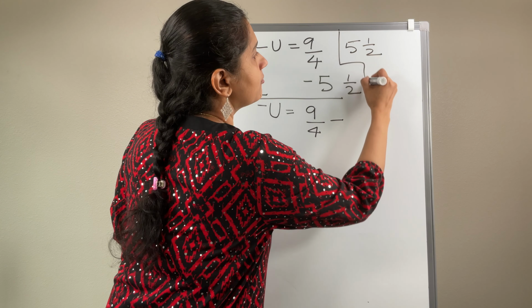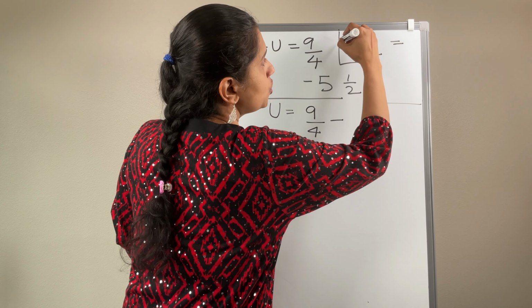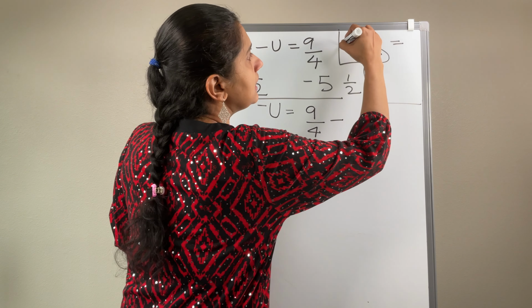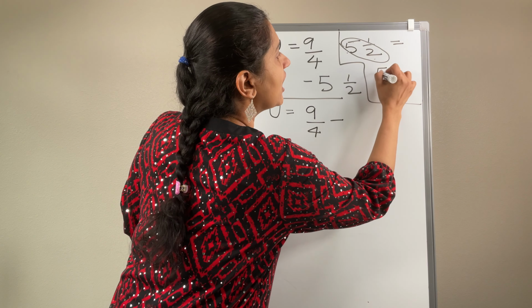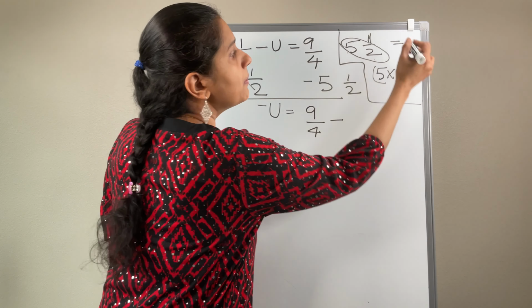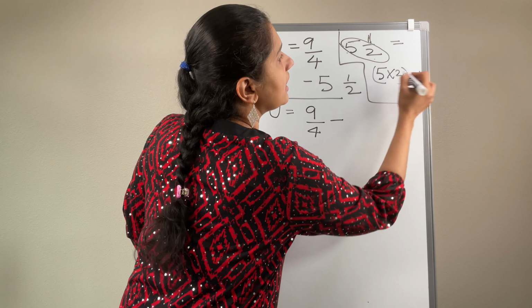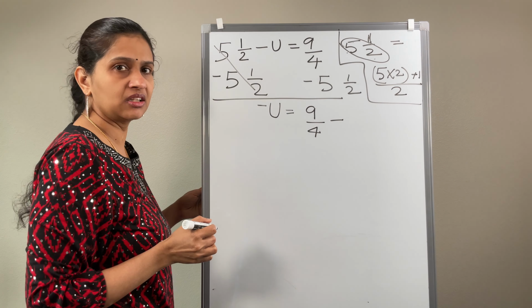Let us see that first. So, 5 1 by 2. To convert this, you have to multiply the whole number 5 with the denominator 2. So, 5 times 2, and then add it with the number in the numerator, plus 1, divided by, just simply put the number in the denominator, that is 2.